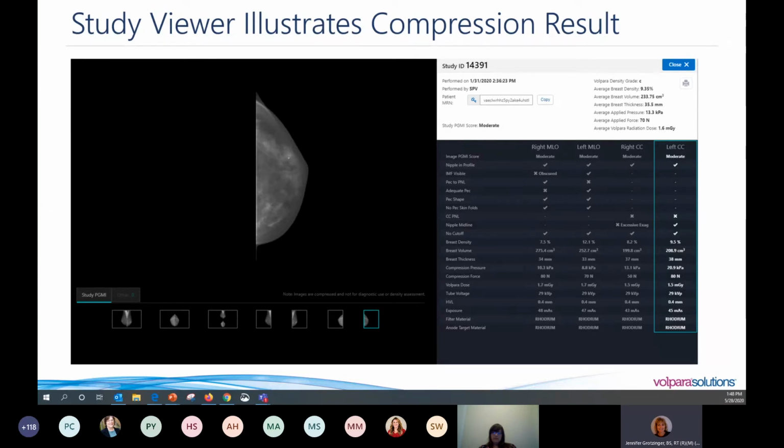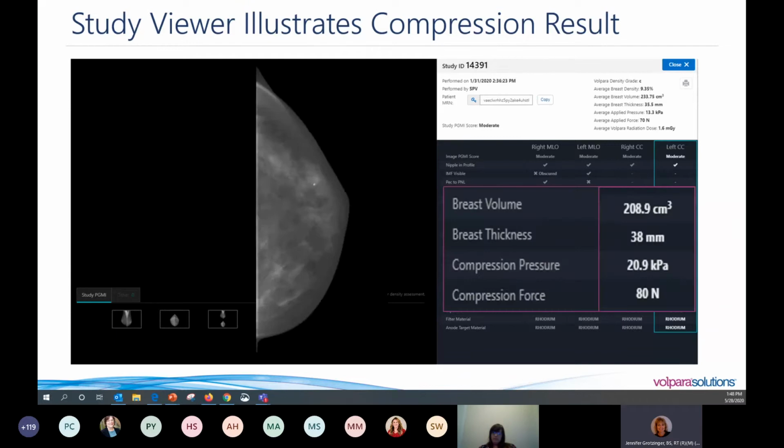Then when you look to the right, you're going to see the data and information for this specific image. The image that you have opened will be highlighted by this blue or teal colored box. In this study detail information, there is a section that's going to show you the patient's breast volume, the patient's breast thickness, and the compression pressure as well as the compression force that you used. Here it is a little bit larger so everyone can identify what it is reading.